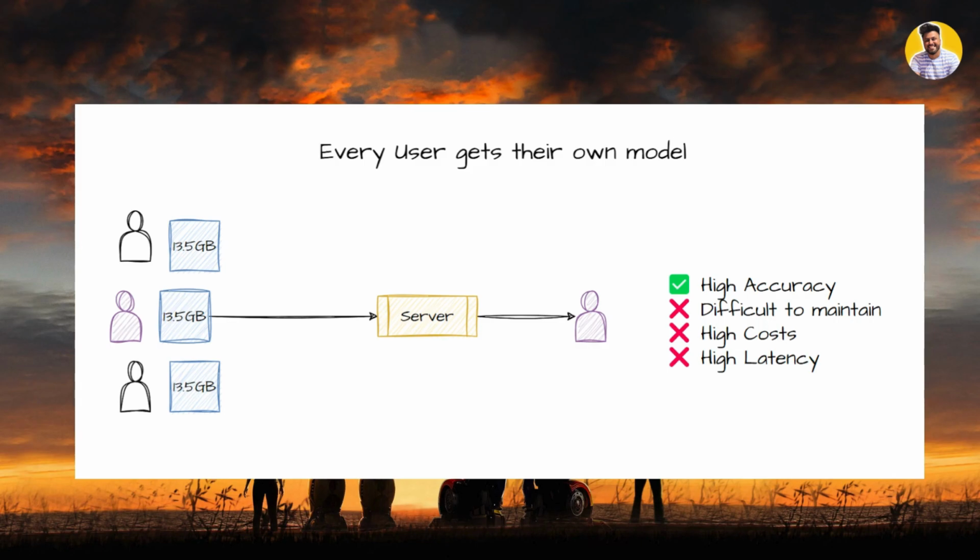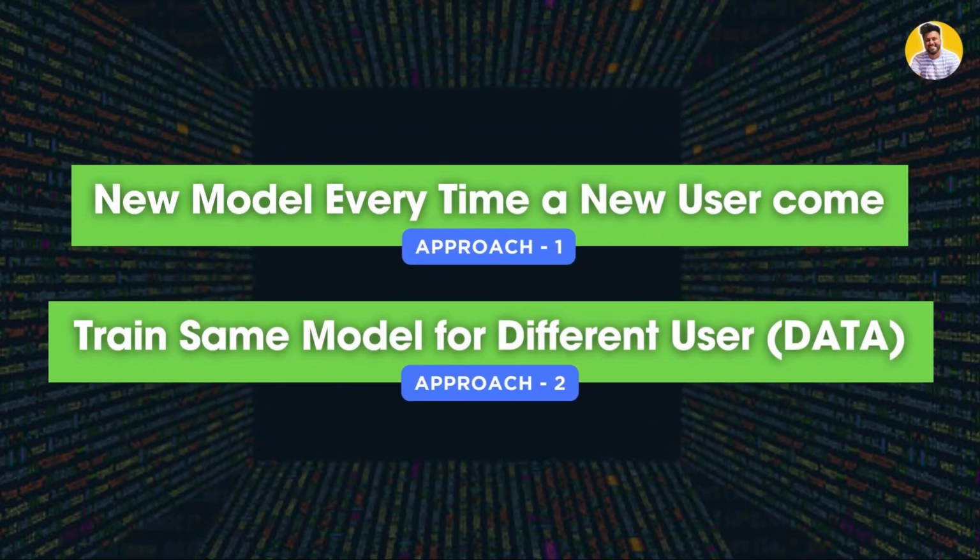So that's where we get the two approaches. The very first approach is a new model every time a new user comes. That's the first approach that many people will think of. And the second approach is to train the same model on the different users' data, which many people will also think of. Now let's see the pros and cons of each of those two situations, tackle them, and get a very efficient technique.